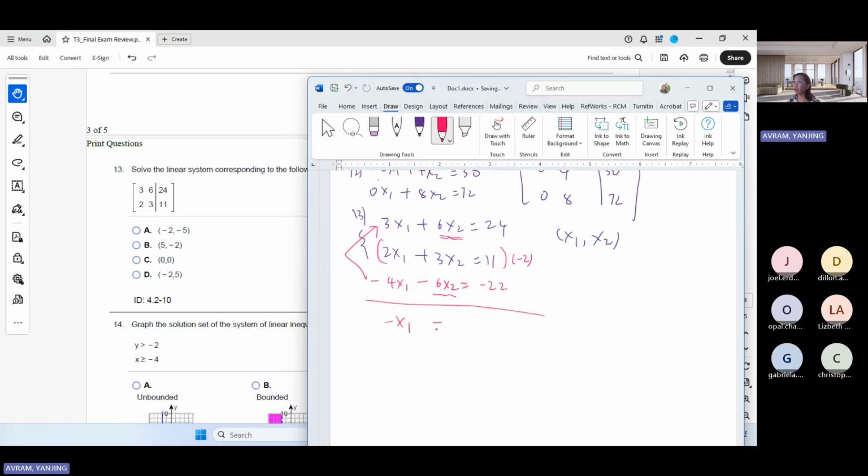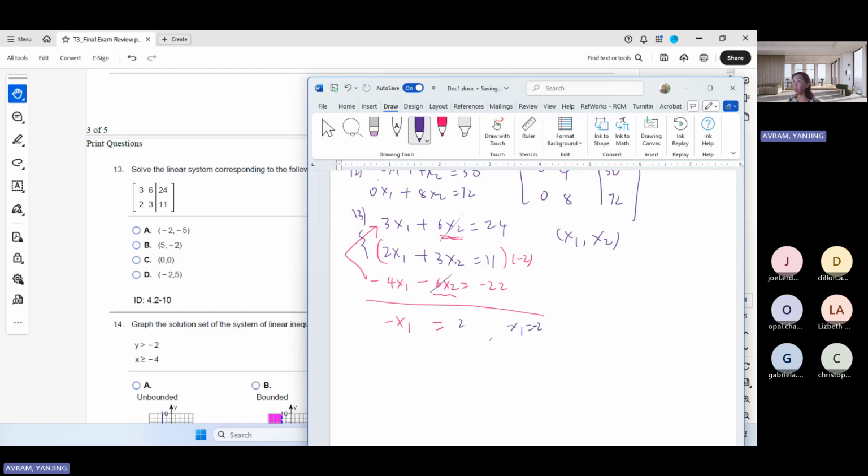So I have a -x1, right? This is gone. This is gone. This is gone, right? And then I have 24 plus -22, so that would be 2, right? And then my x1 here will be -2, okay? My x1 here is -2.